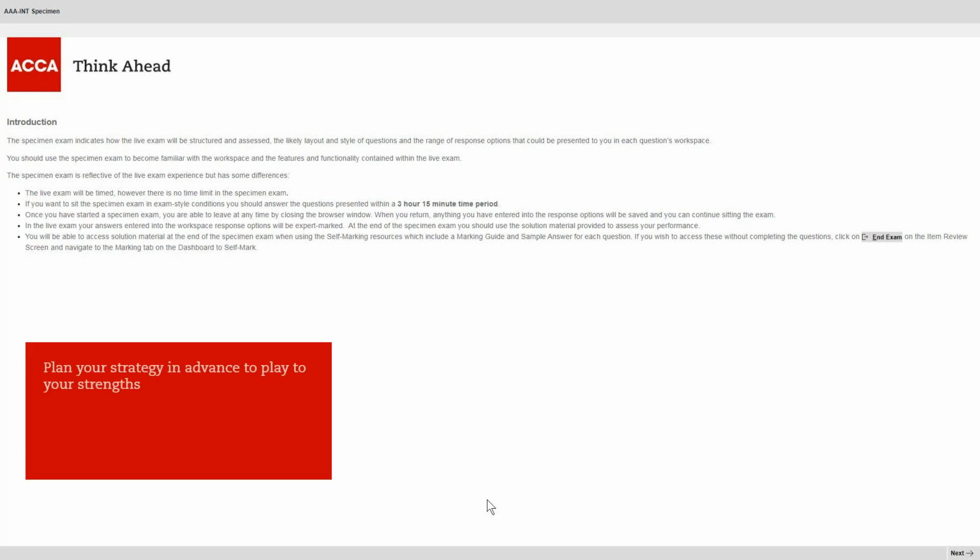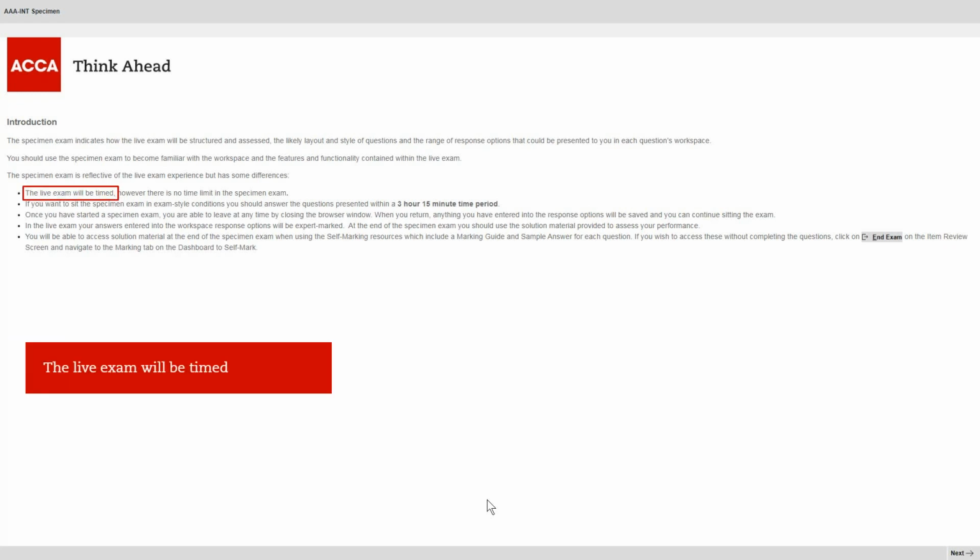The second key message is to plan your strategy for the exam in advance, a strategy that plays to your strengths and enables you to be clear about your approach before you go into the exam. We'll return to your exam strategy soon. For now, let's look at the key information on each instruction screen.